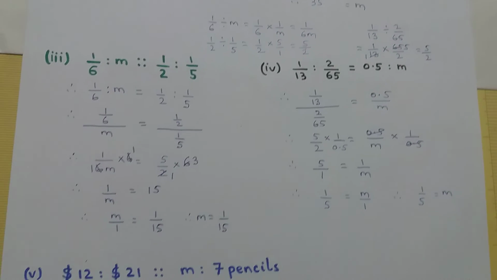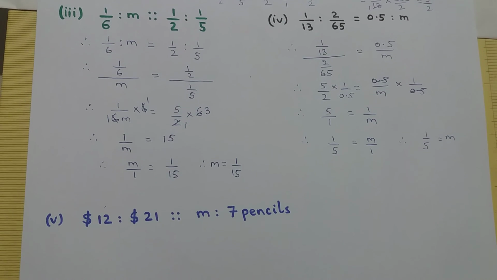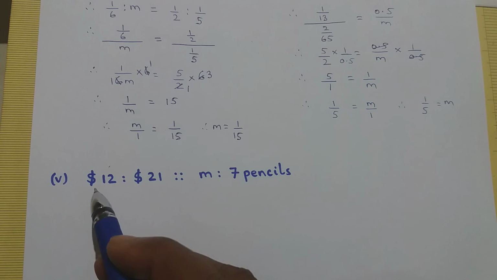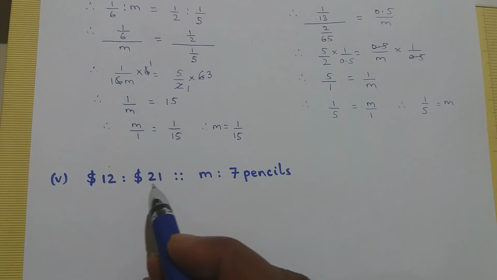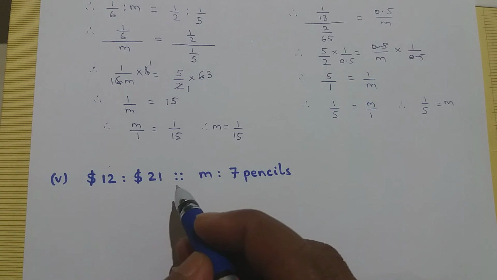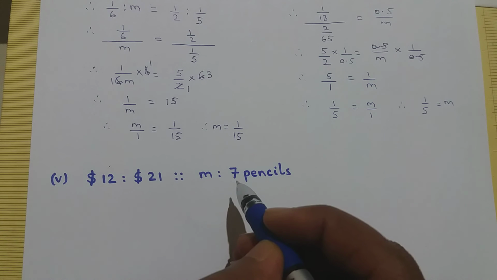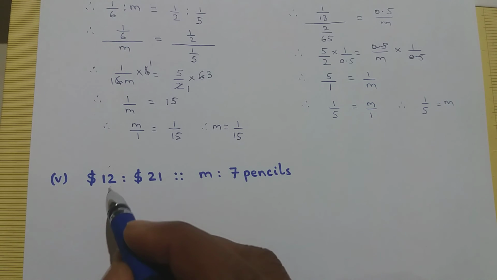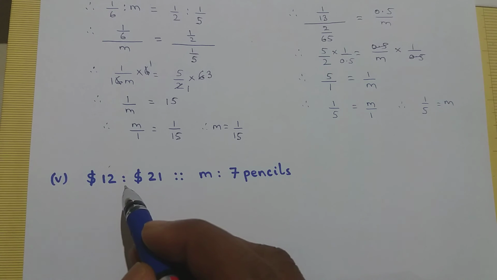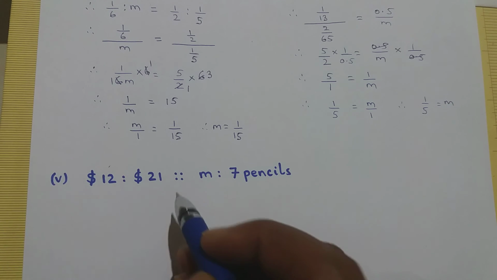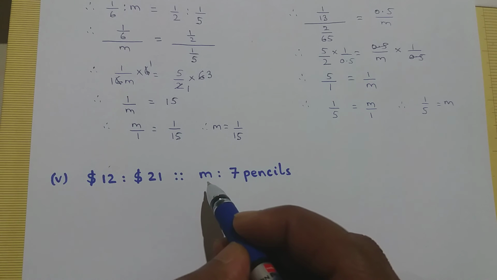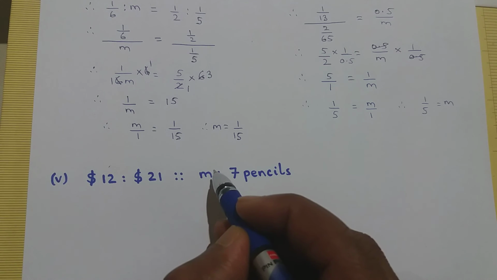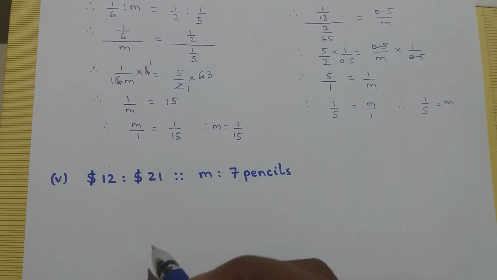And now let us do the last question of this question set, which is $12 is to $21, that is proportional to m is to 7 pencils. So we have been given that $12 is to $21, that is proportional to m is to 7 pencils. So we have to find what is the value of m.